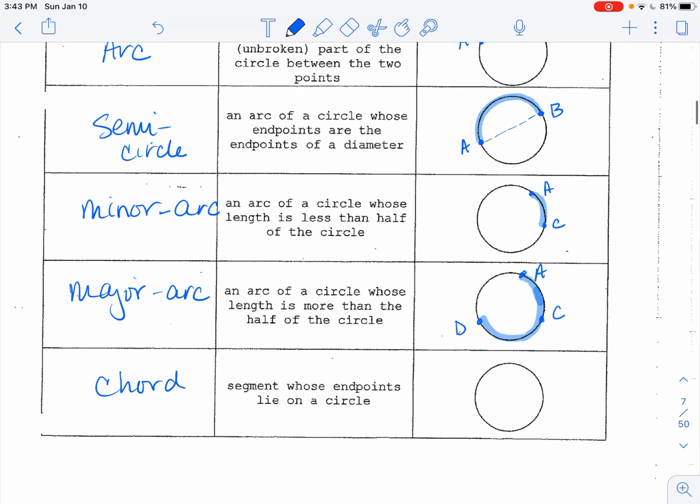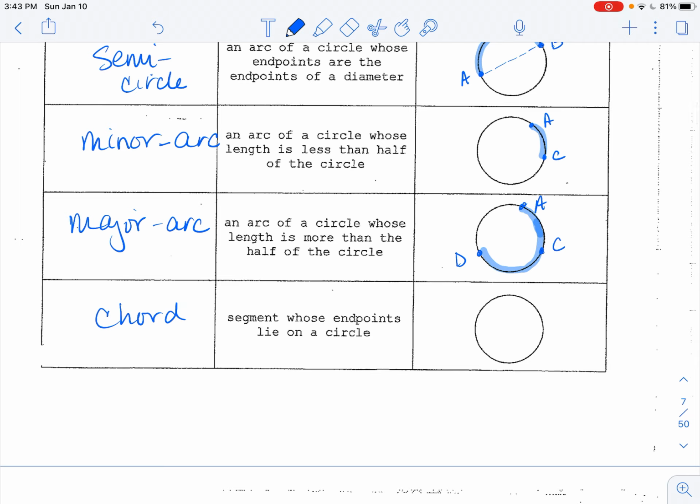A chord is a segment whose endpoints lie on the circle. Now, you can have a special chord called the diameter, or you could have a shorter chord. Both of these are examples of a chord. Let me give you some. So we can say that BA is a chord, or we can say that DA is a chord. And DA is a special chord because it is a diameter.